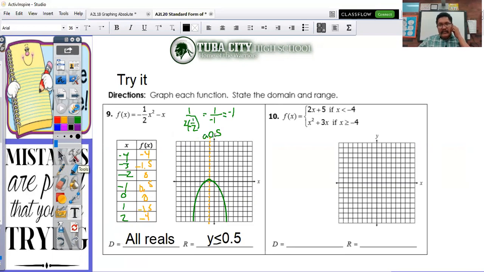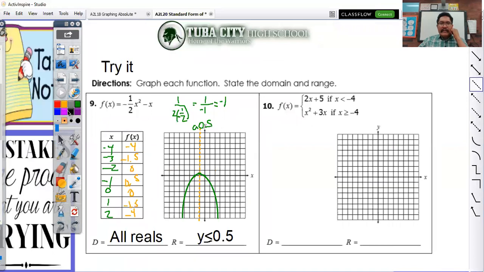So let's go ahead and do this one here. So we have a break. So similar to the piecewise functions that we've already covered, there is a break at -4. Now in this case, this is not my axis of symmetry. I'm just putting this line here to remind me to stop drawing the line once I get to that point.